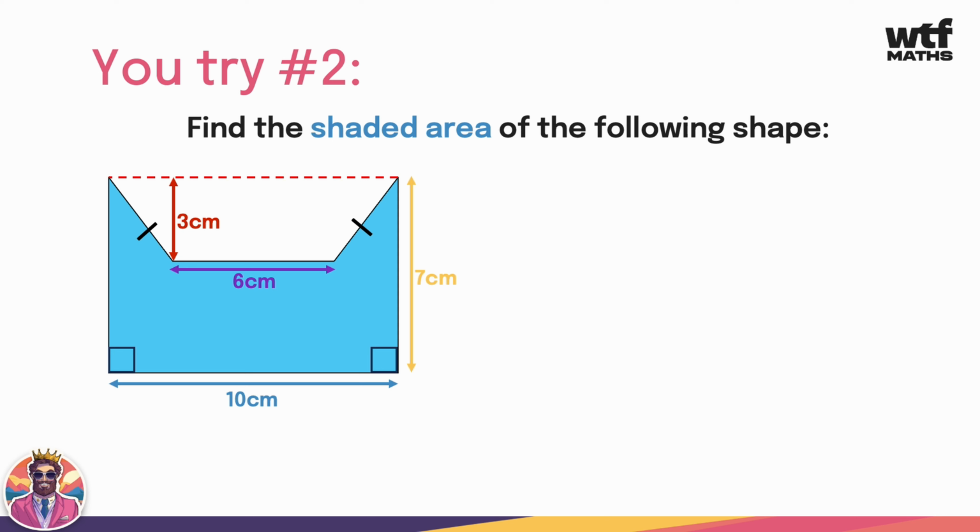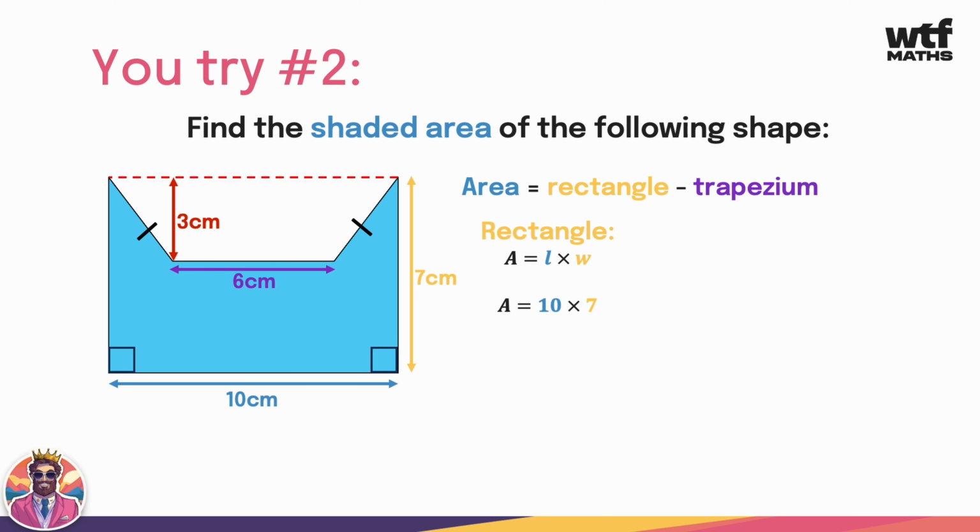Find the shaded area of the following shape. Please pause the video and give it a go. Okay, hopefully you worked out that this was a giant rectangle that's had a trapezium taken away from it. So if we work out the area of the rectangle and then take away a trapezium area, we'll get our answer. So the rectangle is really straightforward, length times width, so it's going to be 10 times 7. So originally, if it was all filled in, it'd be 70 centimeters squared.